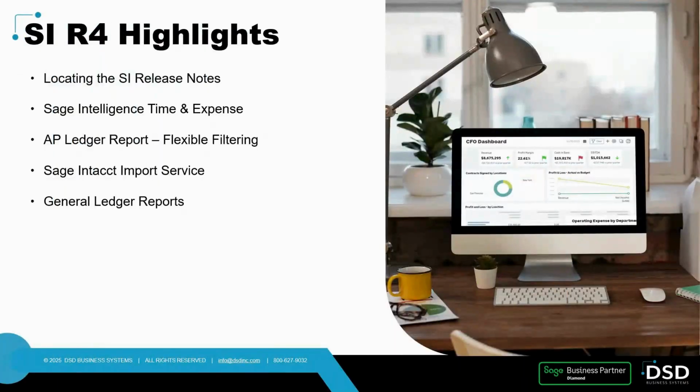Hello, everyone. So today we're going to go over the Release 4 highlights. Those highlights are going to include locating the Sage Intacct release notes, looking at the new Sage Intacct Time and Expense app, covering the AP Ledger report as far as their new filtering system, going over the Sage Intacct import services, and then their new update to the general ledger reports.